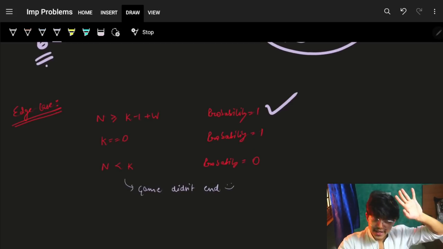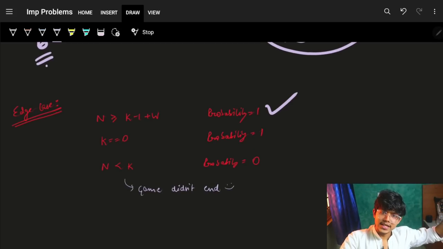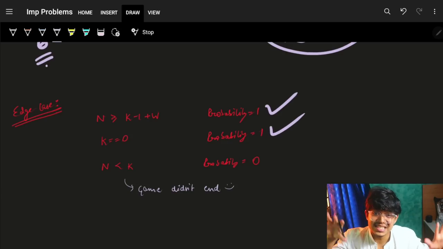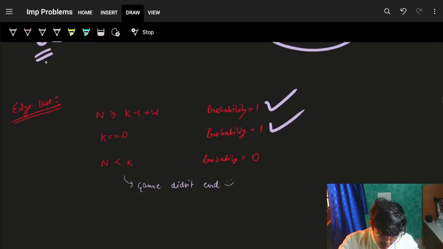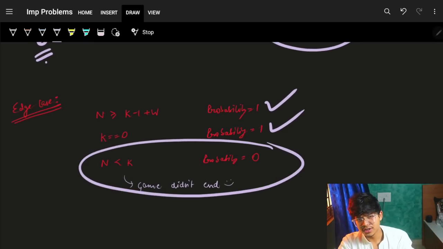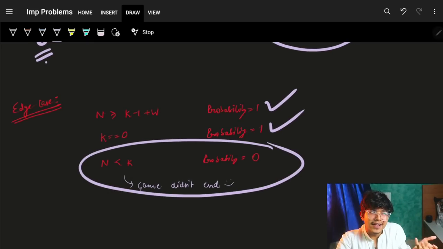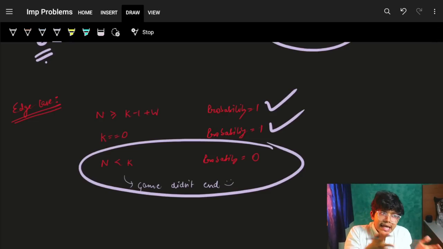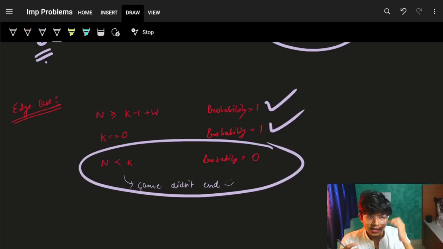So basically, this is the one edge case which I showed you. N is more than or equal to K minus 1 plus W, or K is equal to 0. Then you have to return a 1 because the game didn't even start at all, and you are good. If N is less than K, for sure, which means that I have to find the probability of finding N or fewer points, the probability of that.